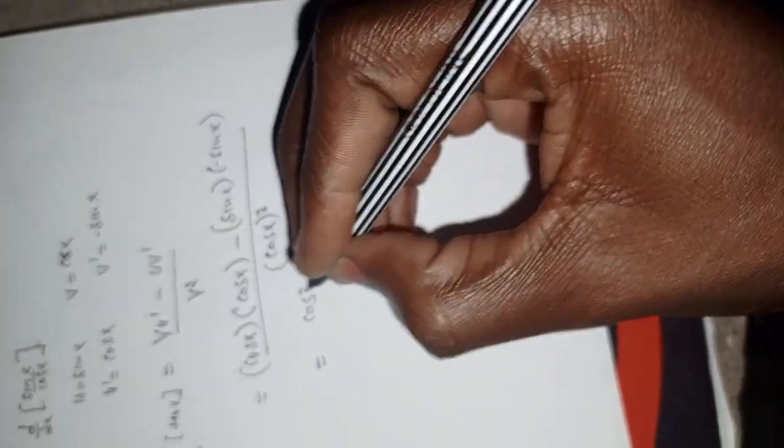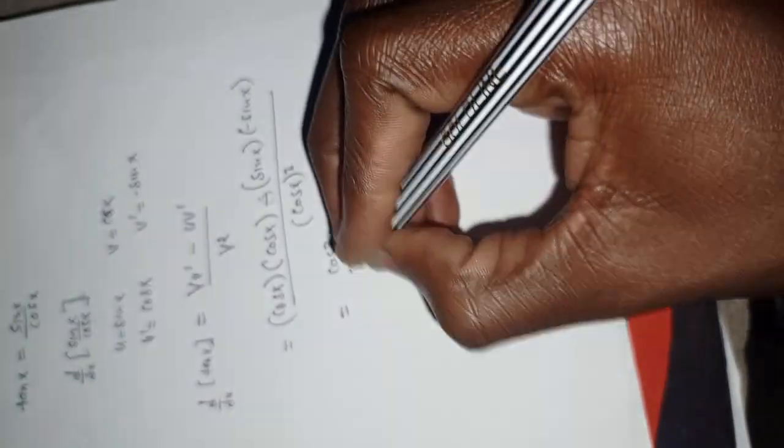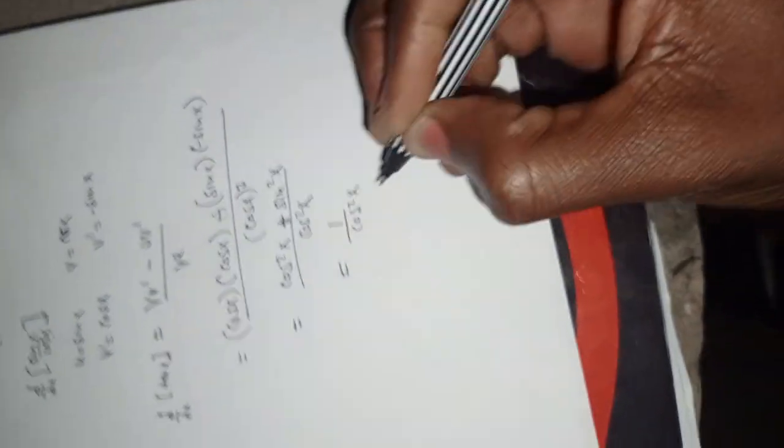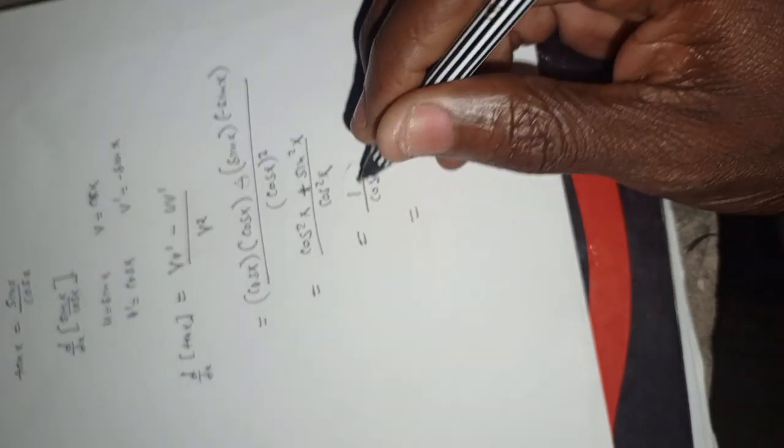Then cos times cos gives us cos squared x. The negative gives us a positive, and sine times sine gives us sin squared x, so we have (cos squared x plus sin squared x) divided by cos squared x. From trigonometry we know that the numerator is identical to 1. Then, from trig again, we know that 1 over cos squared x gives us sec squared x. So you've proved it.